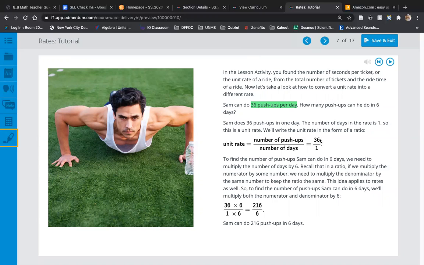Again, we know he does 36 in 1 day. So if we want to figure out how many push-ups he does in 6 days, basically what we do is we scale up this ratio, right? We started with this ratio that's 36 over 1. So if he's doing it in 6 days, you basically scale up the ratio and multiply the entire ratio by 6, right? So I multiply this by 6, and I also have to multiply the denominator by 6 here because I'm scaling them up at the same rate. So 36 times 6 gives us 216.